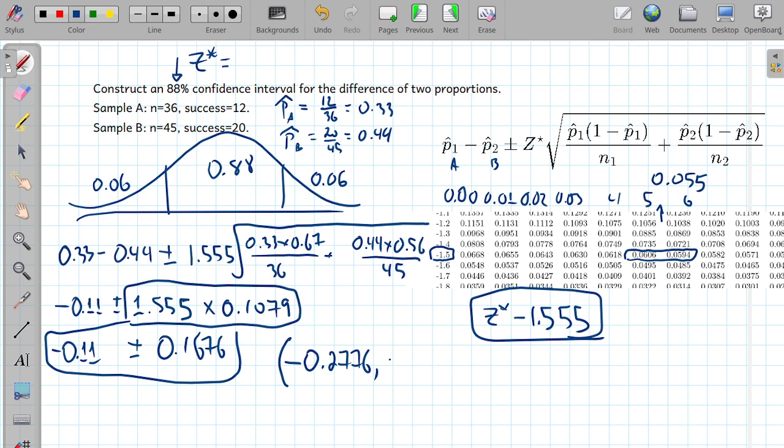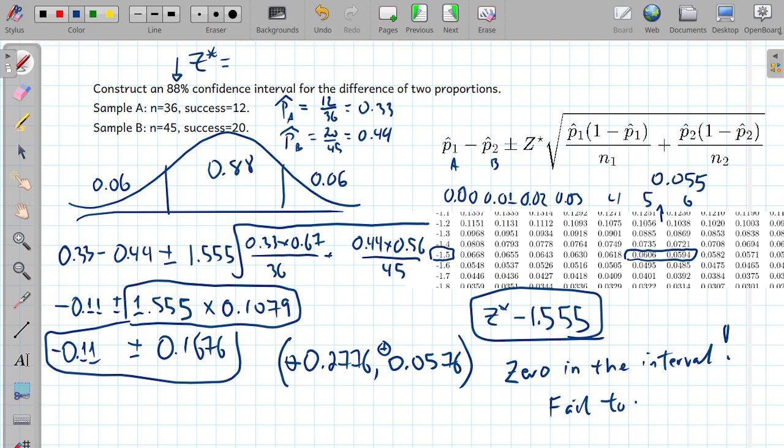And we get 0.0576. So again, you'll notice we have one positive number and one negative number. And in the same way as we concluded previously, since 0 is in the interval, 0 in the interval means there is no significant difference. In other words, we would fail to reject a null hypothesis if that was the question. Fail to reject H null.